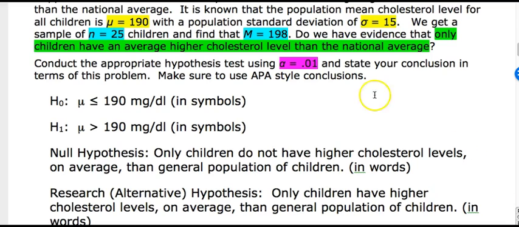So in this case, we're looking for higher cholesterol levels, so our alternative is going to be mu greater than 190, right? And so our null hypothesis is everything else. Mu is less than or equal to 190. So that's in symbols, right? The null hypothesis in words is only children do not have higher cholesterol levels on average than the general population of children. Our research or alternative hypothesis is only children have higher cholesterol levels on average than the general population of children. So far so good, hopefully.